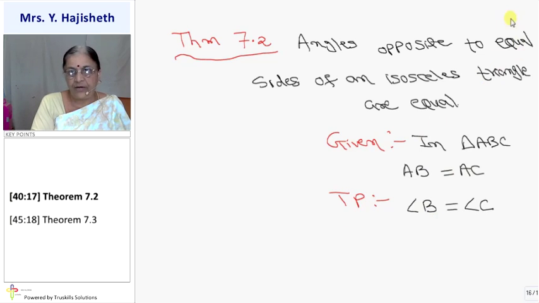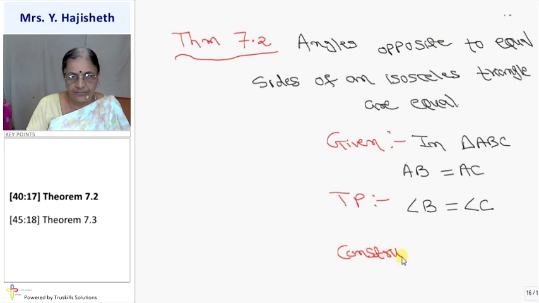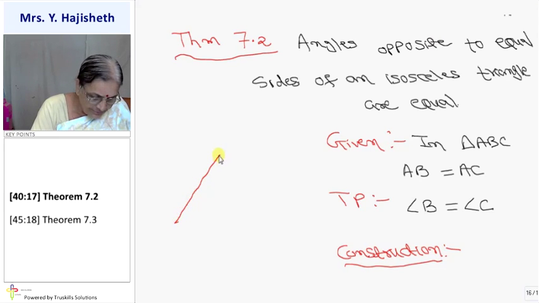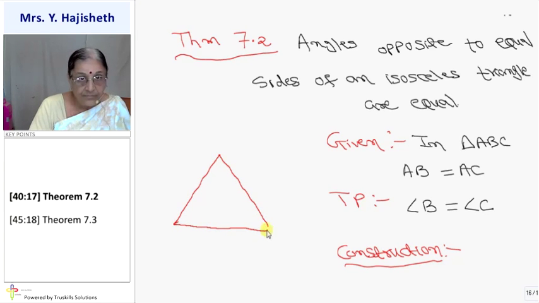What will we do in construction? Look. First I draw the figure. I draw triangle ABC. This is my ABC, in which side AB is equal to AC.